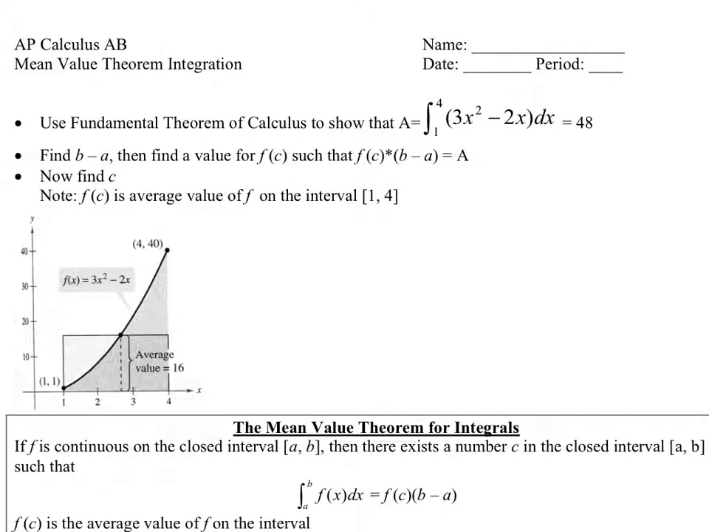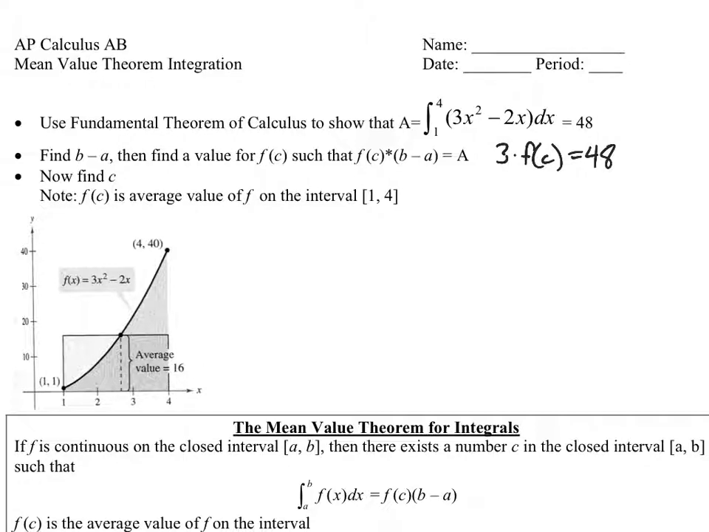since we just looked at the fundamental theorem of calculus, we won't go through all this, but let's say we had the area, the integral from 1 to 4 of 3x squared minus 2x dx equaled 48. Alright, so we'll just accept that rather than doing the work. If we have b minus a, what is b minus a here? 4 minus 1, so 3. Okay? We want to find a value for f of c so that f of c times b minus a will equal the area. Okay? So, if I know that b minus a is 3, I have 3 times f of c equals 48.